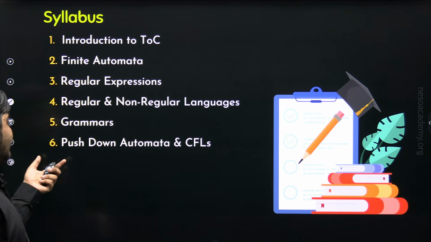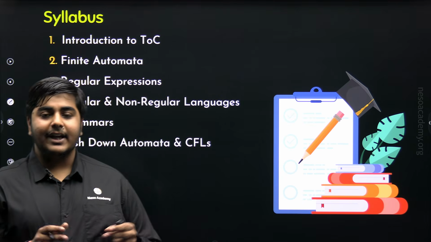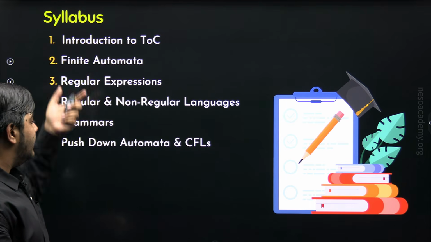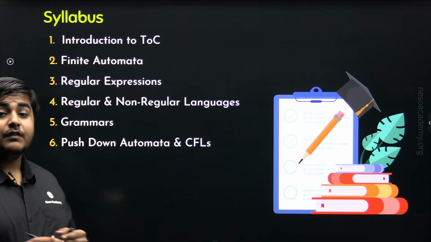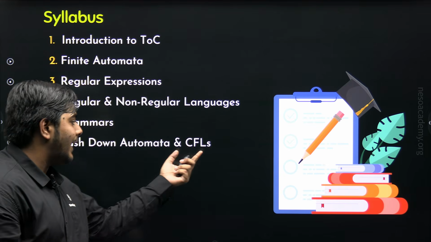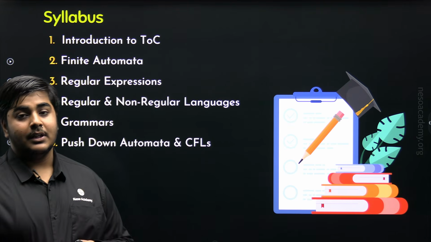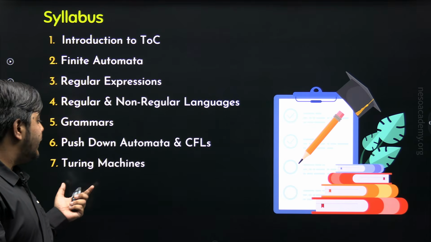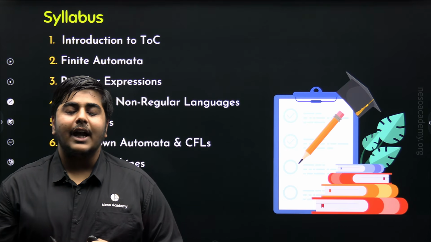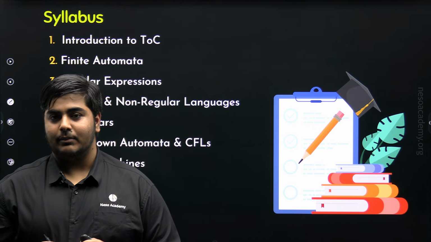After that, our sixth chapter is Push-down automata and context-free languages. Here we will understand one step higher than finite automata, that is push-down automata. We will see how to construct push-down automata, and we will also see the class of languages accepted by PDA, that are context-free languages. Our seventh chapter is Turing machines, the ultimate model of computation. We will understand how to construct Turing machines, and we will also discuss the properties of Turing machine.